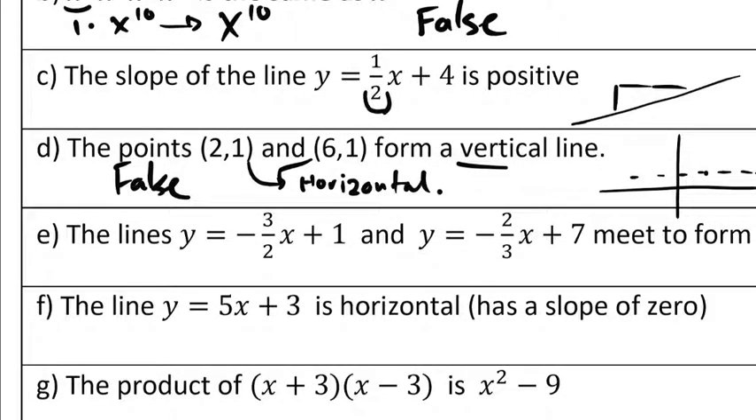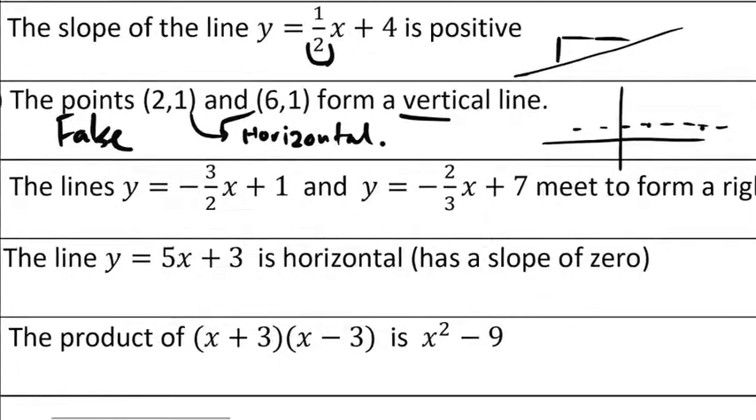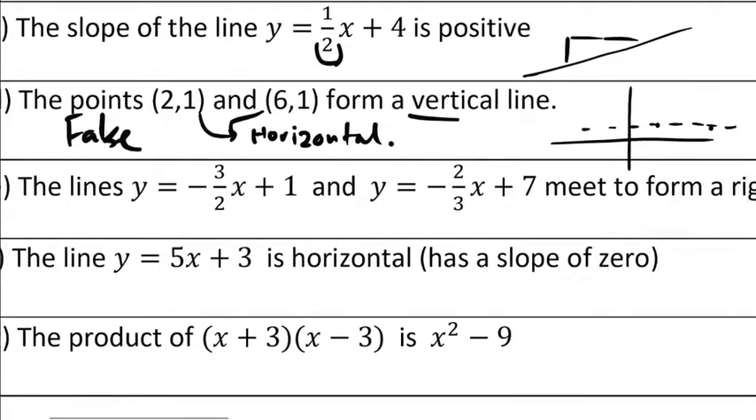Those are horizontal. Next, the lines y equals 3/2 x and y equals 2/3 x meet to form a right angle. Oh, well, here we go.